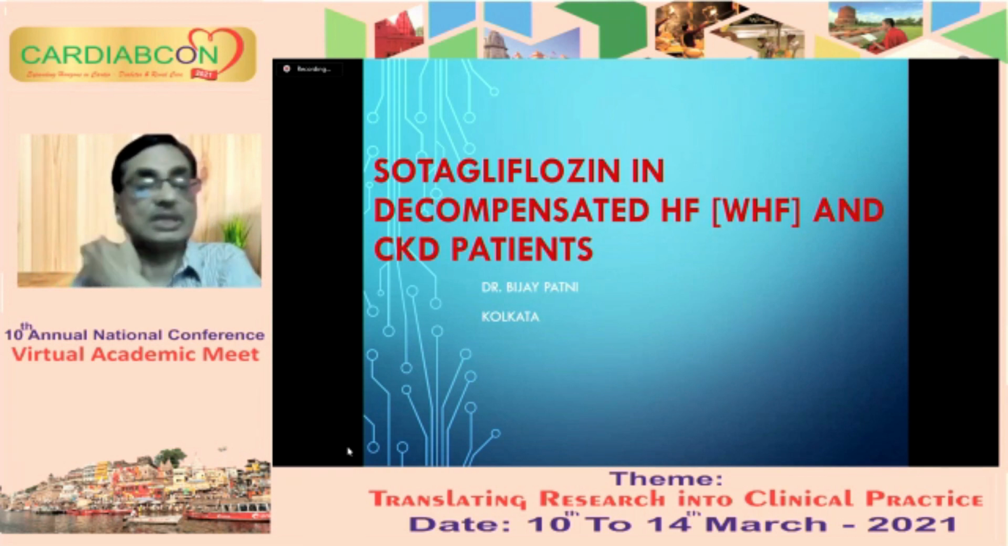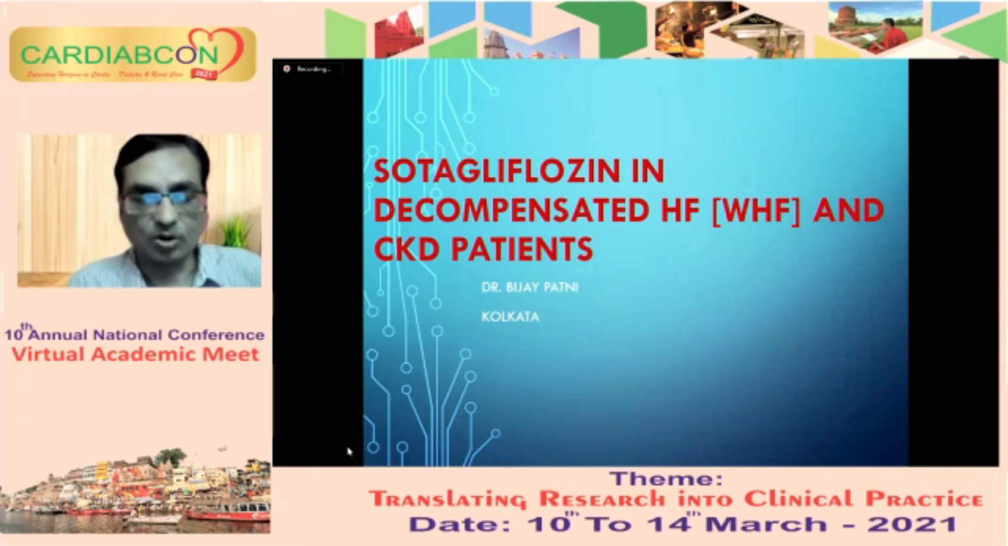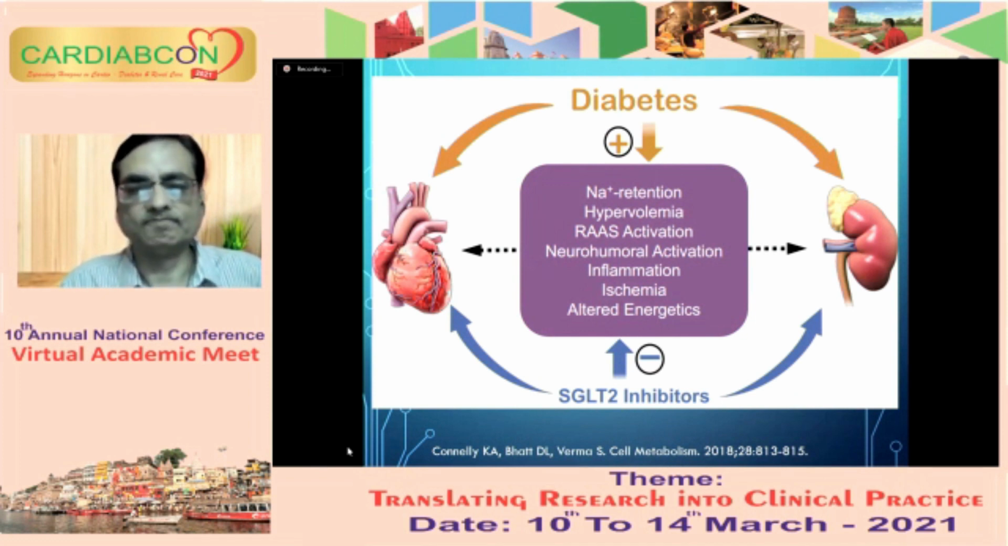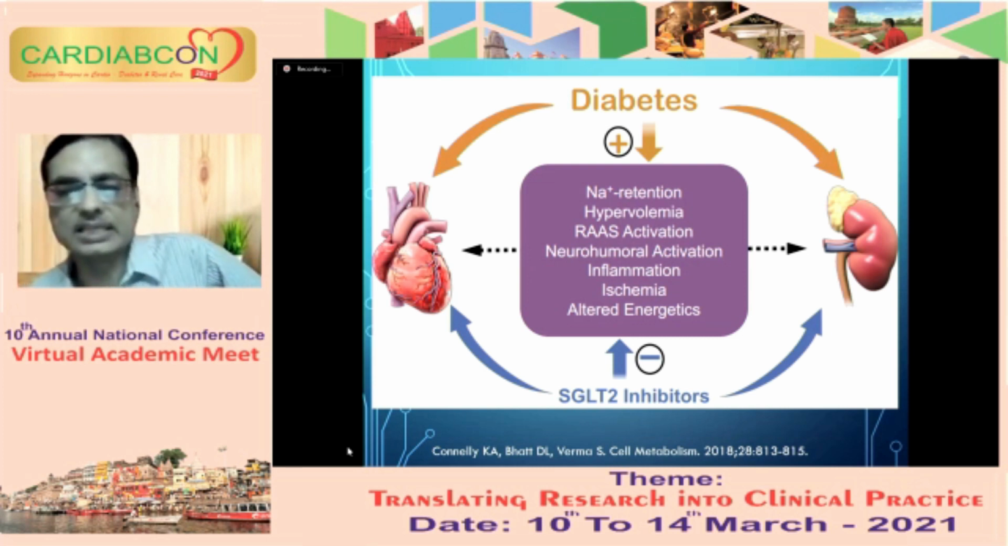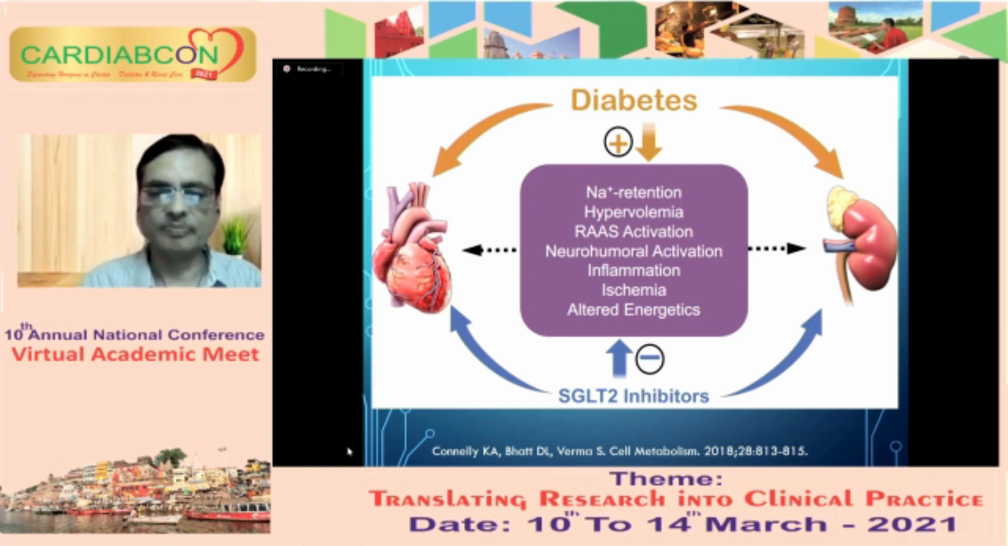Now, there were about six such isoforms, and we are only concerned about the two major ones, SGLT1 and 2, because these are the ones which have been widely studied because of their fundamental role in glucose and sodium transport across the brush border of the gut and kidney cells. So obviously, everything about diabetes involves sodium retention, hypervolemia, neurohumoral activation, inflammation, ischemia, and altered energetics. And what does it lead to? It leads to dysfunction at the level of the heart and kidney. So we need a molecule particularly tackling these phenomena so as to improve outcomes for the patient with diabetes.